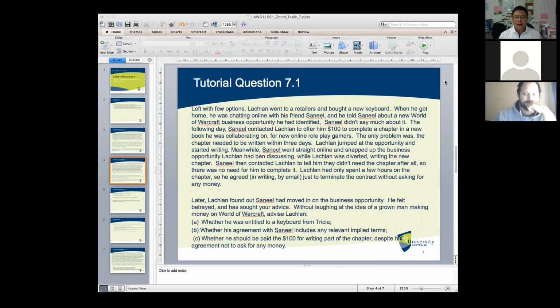Now, as to the final question, whether or not Lachlan should be paid $100 for writing part of the chapter despite his agreement not to ask for any money. I'd say he is entitled to the $100, mainly because he has accepted the terms that Sunil put forward and has started to actually write the chapter.